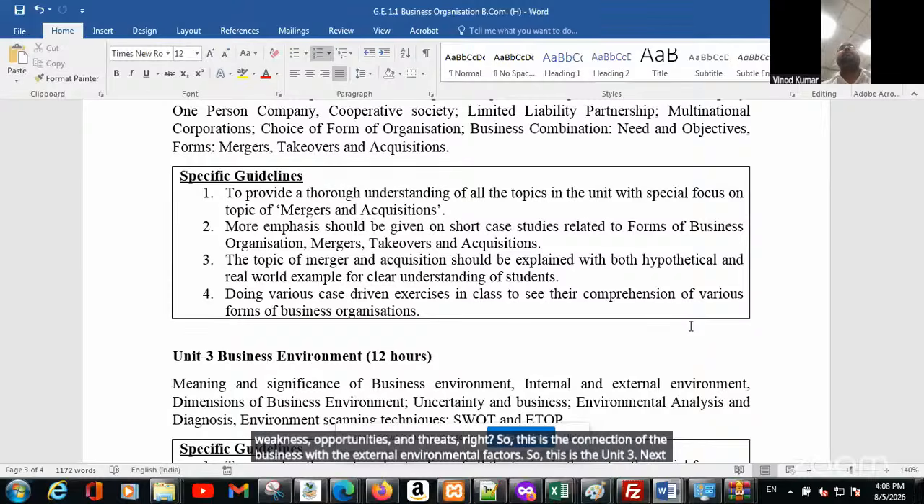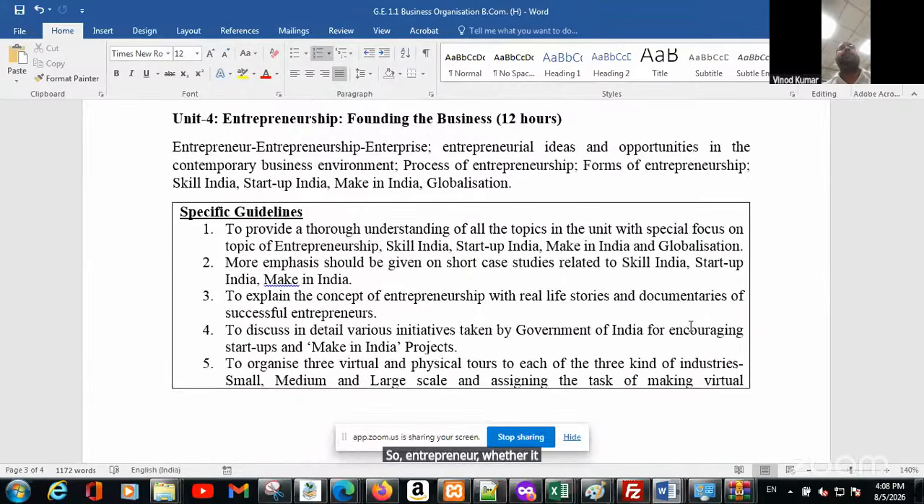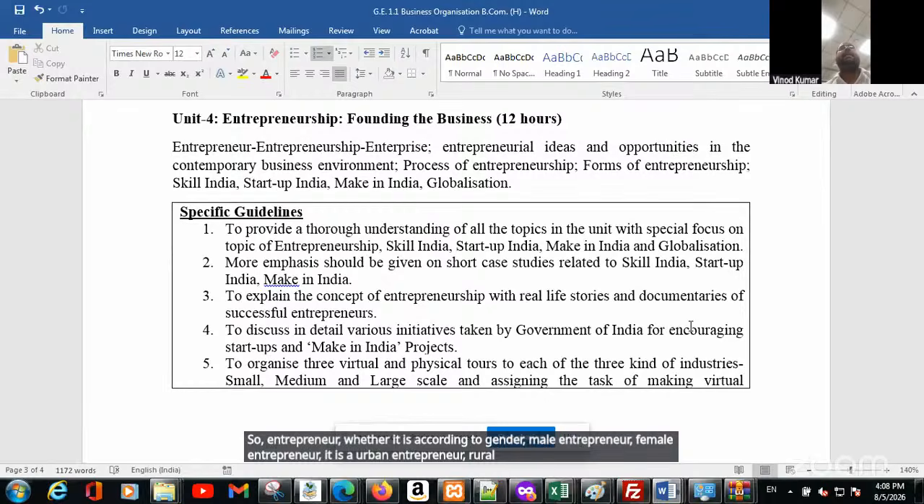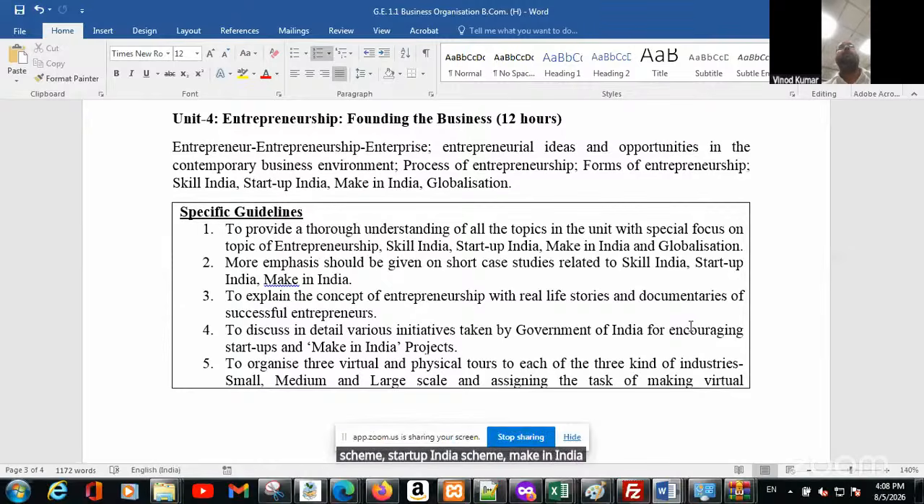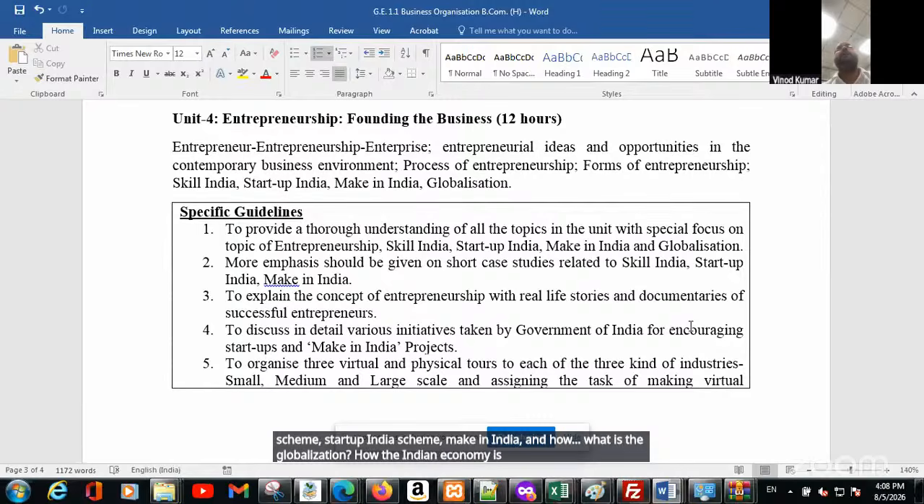Next is unit 4, which is emphasizing entrepreneurship. Who is an entrepreneur? Whether according to gender, male entrepreneur, female entrepreneur, urban entrepreneur, rural entrepreneur, technocrat, there are various dimensions of entrepreneurs and entrepreneurship. And what are the various schemes of the Government of India: Skill India, Startup India, Make in India? And what is globalization, how the Indian economy is connected with the international market, how different countries are connected together. This is the concept of globalization. So this is entrepreneurship, unit 4.